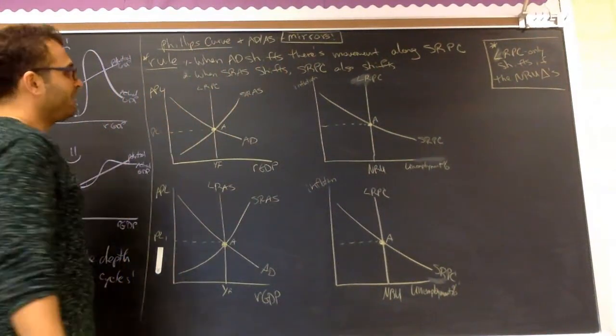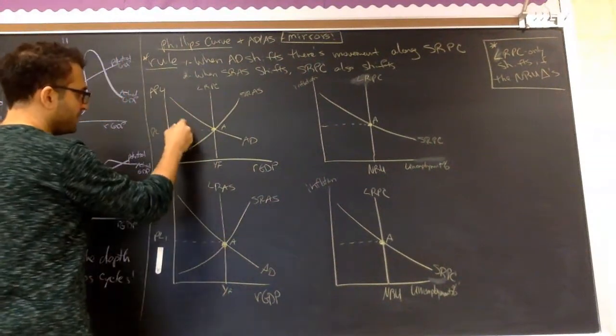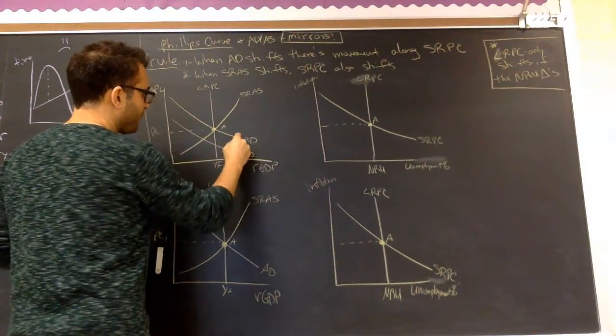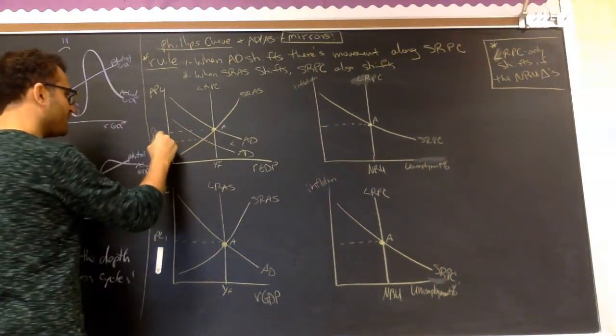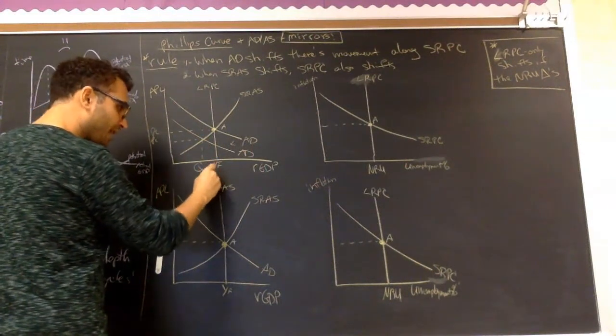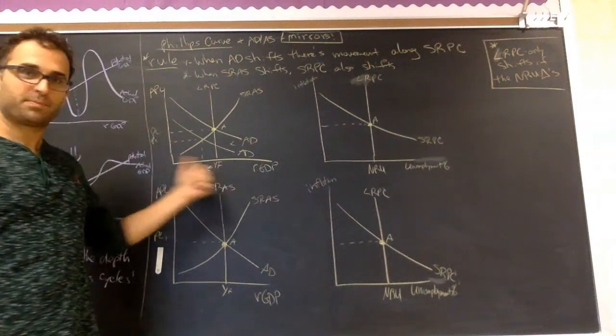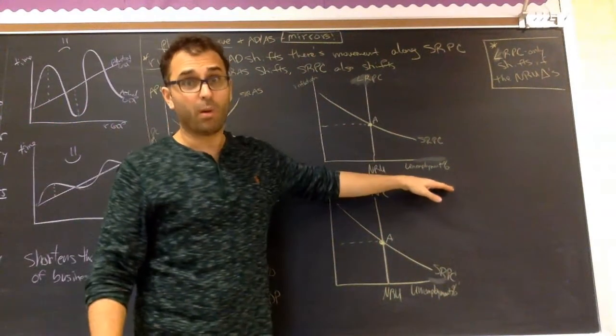So let's say that there is a recessionary gap. We'll do a recessionary gap because that's the most common thing we see. So AD goes to the left, right? So what happens to price level? Price level goes down. Output goes down. That's important. Output goes down. So what does that mean for unemployment? If there's less people producing stuff, then there's going to be more unemployment.